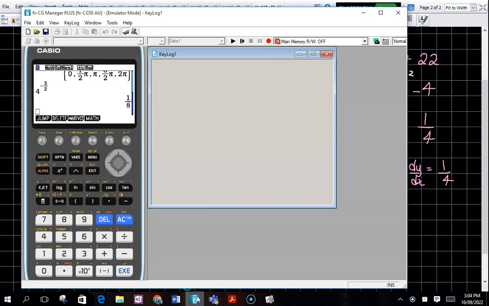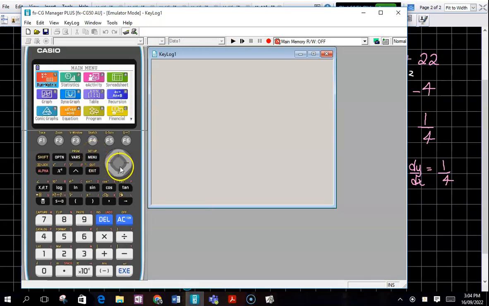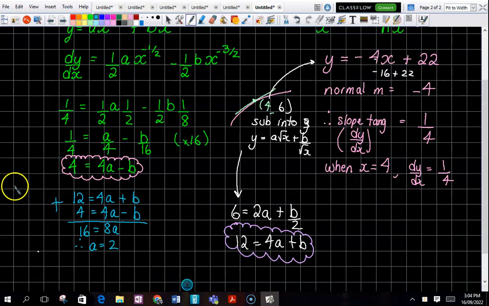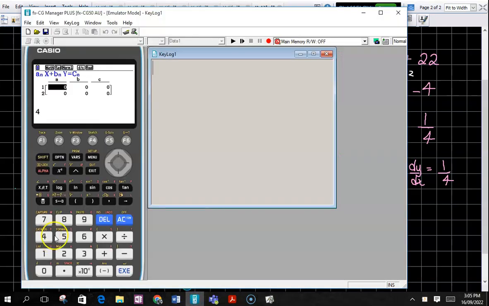Where do we go? We'll go menu first. Equation, absolutely. Oops, what did I do there? Equation. Simultaneous. Number 2, and guess what? Some of you will put in the wrong values because you're not looking carefully here, and some of you will just go, oh, I see 12, I'll put 12 first. Don't do that. What do we have to put first? Yeah, you have to put 4, 1, 12.